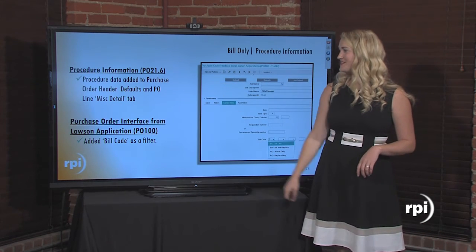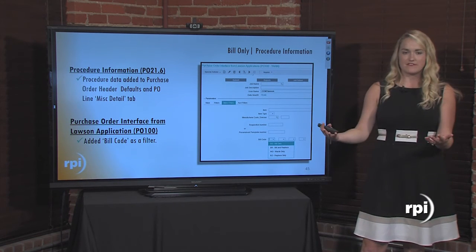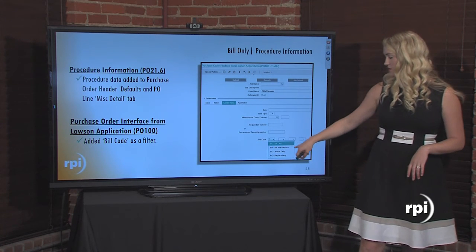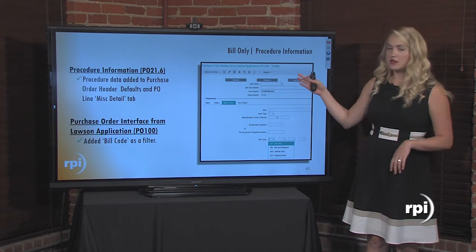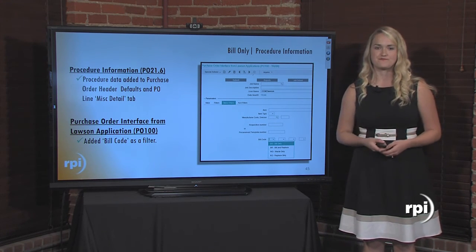So PO21.6, that's how your procedure information is added to PO, like I said. And there's also a bill code. You can use that bill-only PO code on your PO100 if you only want to filter by those bill-only requisitions.